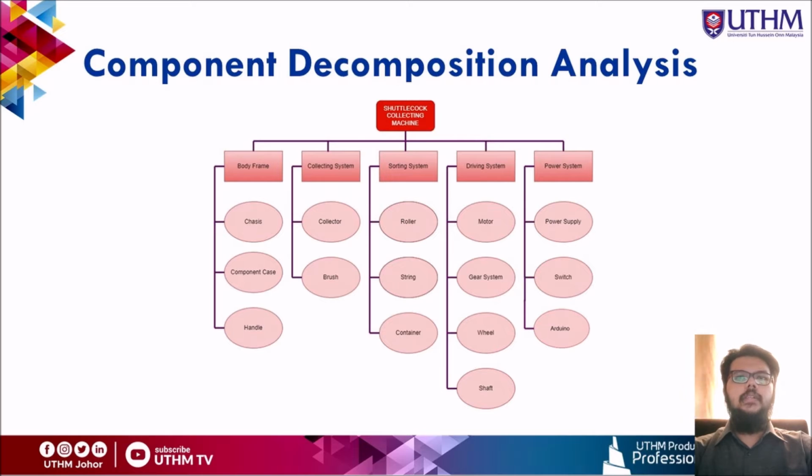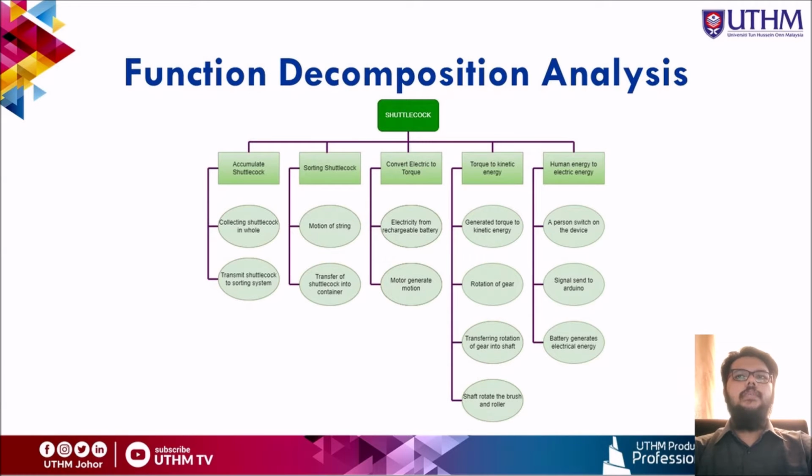Component decomposition analysis for the shuttlecock collecting machine consists of body frame, collecting system, sorting system, driving system, and power system, followed by their subcomponents. Function decomposition analysis consists of accumulate shuttlecock, sort shuttlecock, convert electric to torque to kinetic energy, and human energy to electric energy.